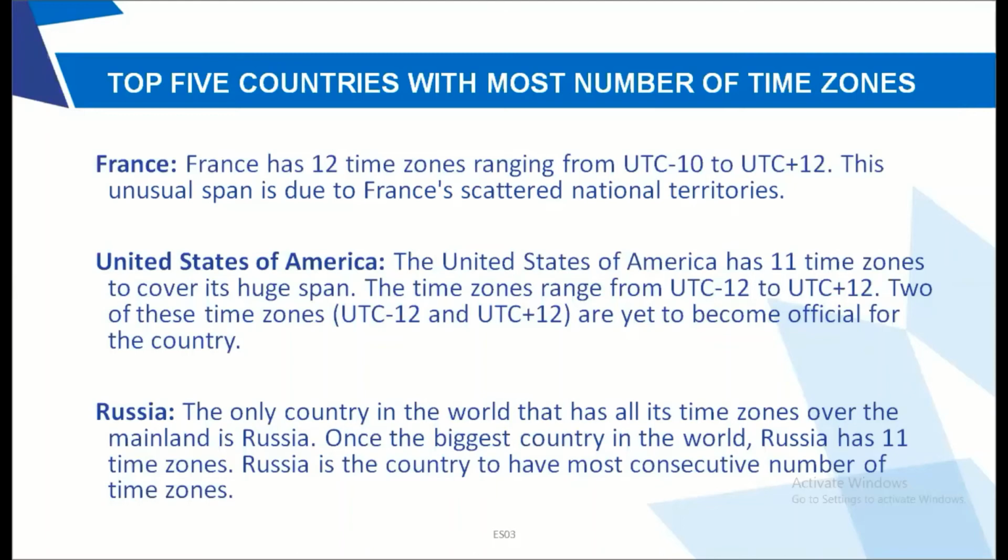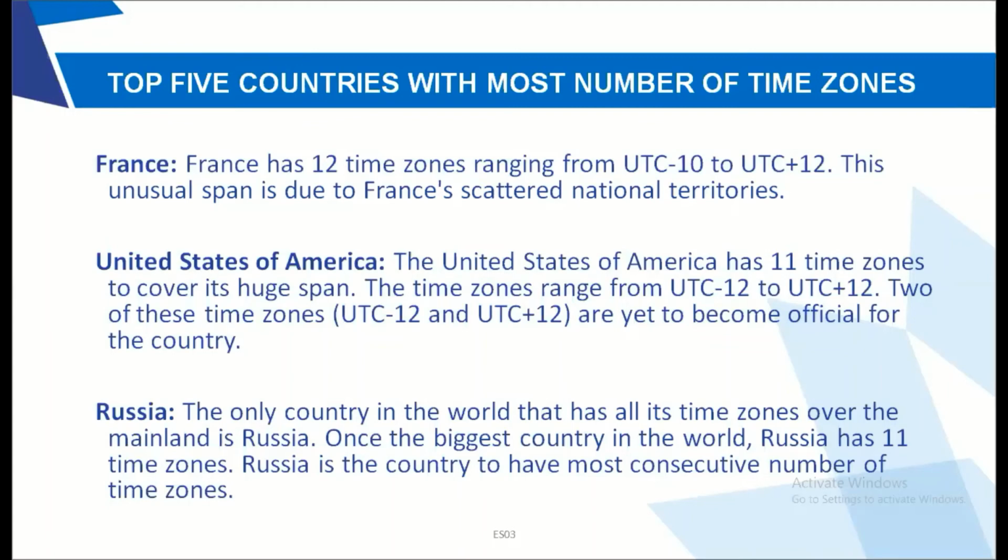United States of America. The United States of America has 11 time zones to cover its huge span. The time zone ranges from UTC minus 12 to UTC plus 12. Two of these time zones, UTC minus 12 and UTC plus 12, are yet to become official for the country.